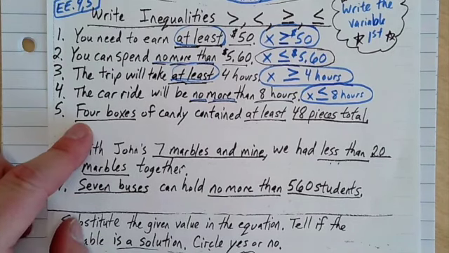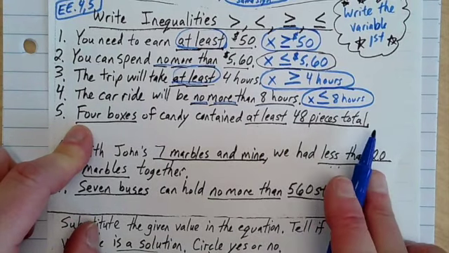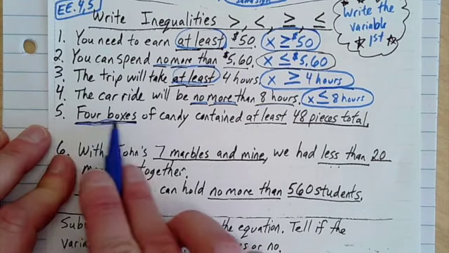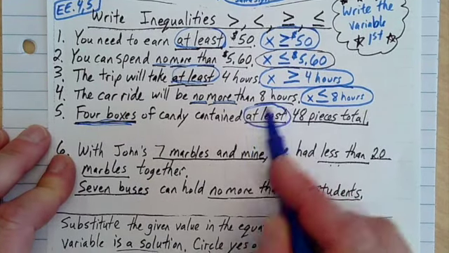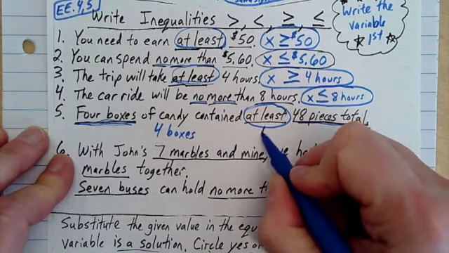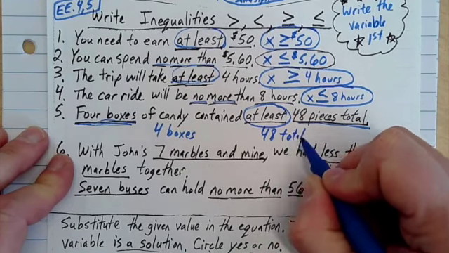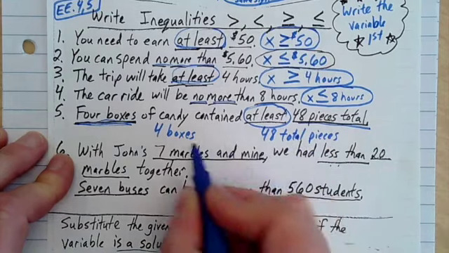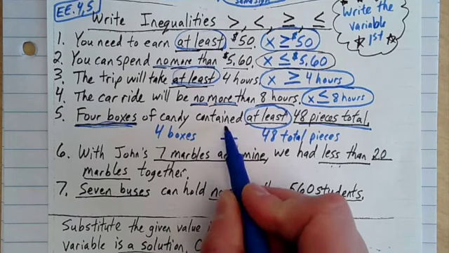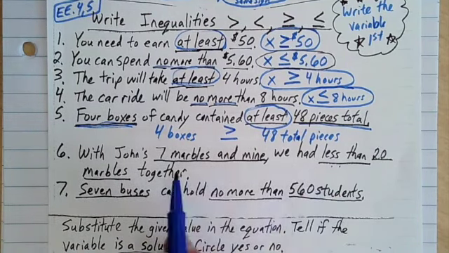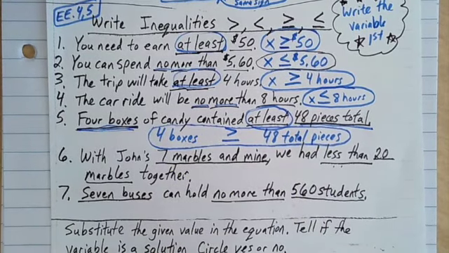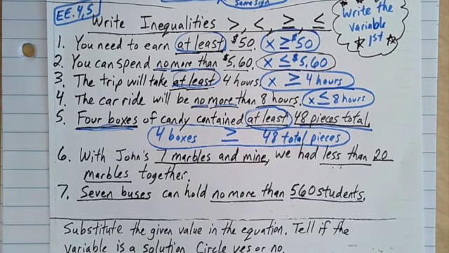4 boxes of candy contained at least 48 pieces total. In this one, if you're writing an inequality, you have 4 boxes of candy on this side. It contained at least, there's that key word, 48 pieces total. So I have 4 boxes, and I know it's 48 total pieces. So what's my inequality? 4 boxes contained at least 48. You could have 48, but you could actually have more than 48. This one doesn't actually have a variable because they gave you numbers on both sides, but you can still write the inequality.